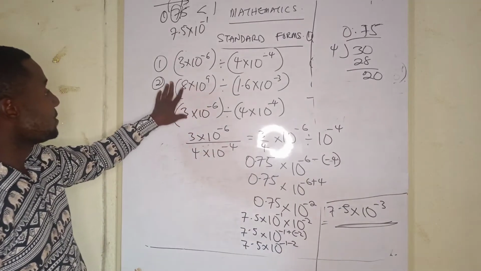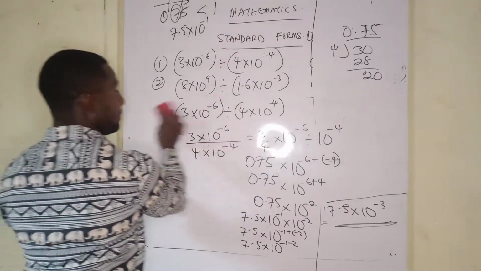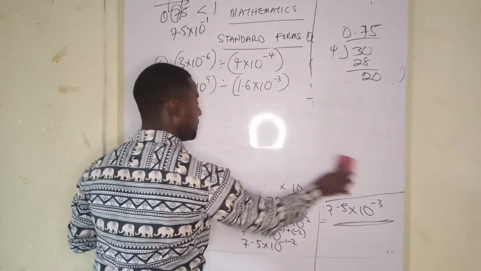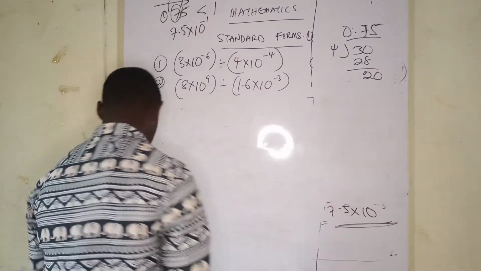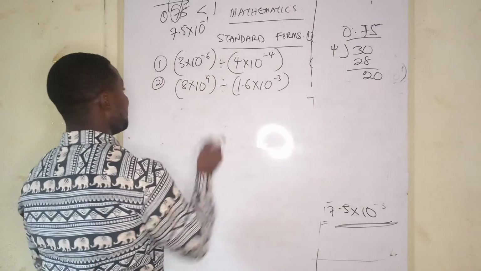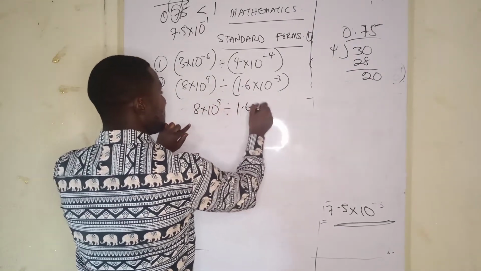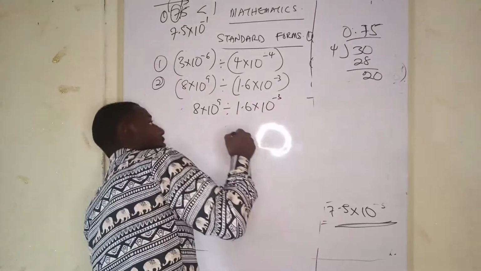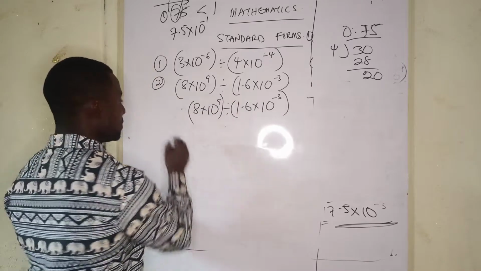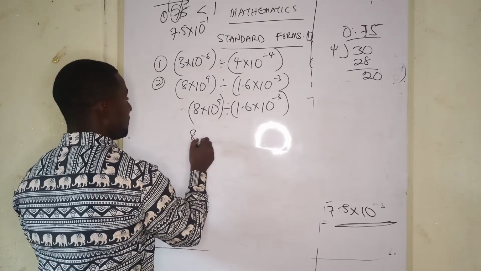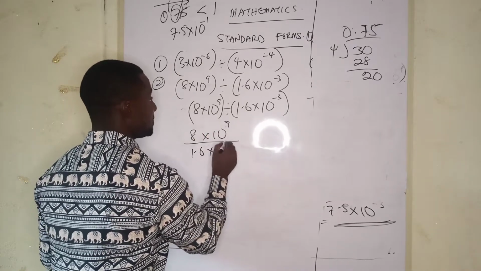Now let's take the second one. Let's take the second question. The second question is 8 times 10 raised to the power 9 divided by 1.6 times 10 raised to the power minus 3. Now, let's still move the same approach. 8 times 10 raised to the power 9 divided by 1.6 times 10 raised to the power minus 3.